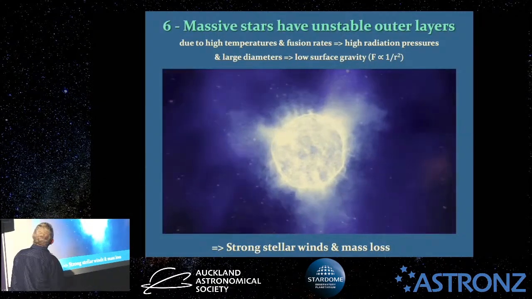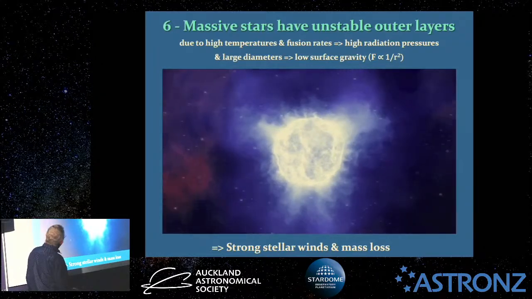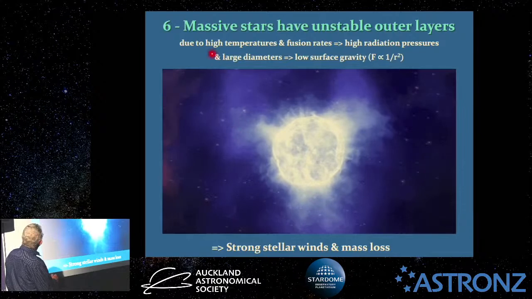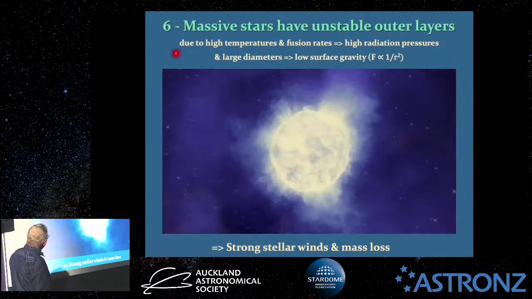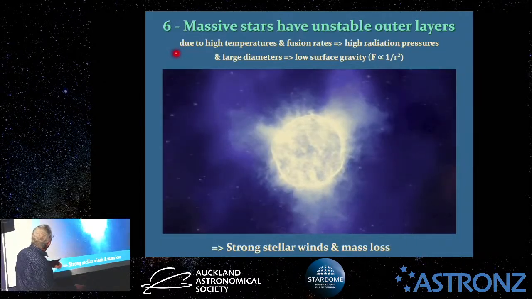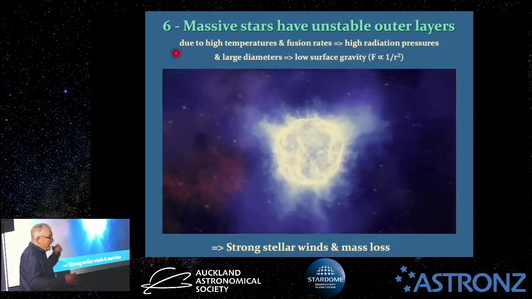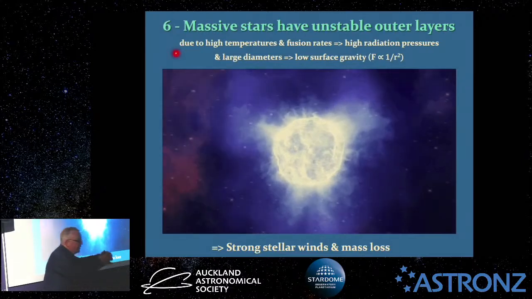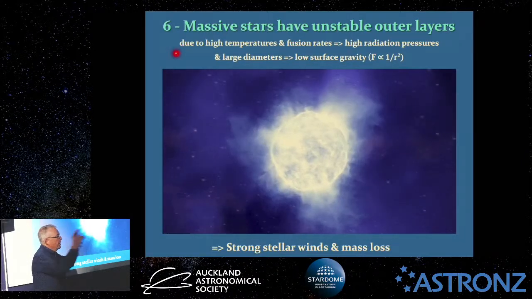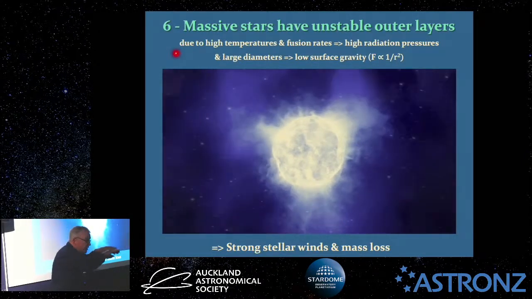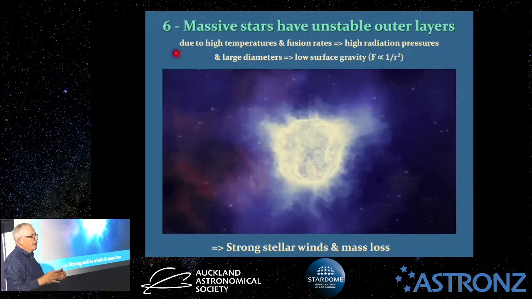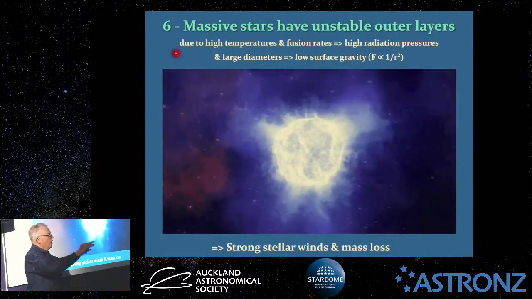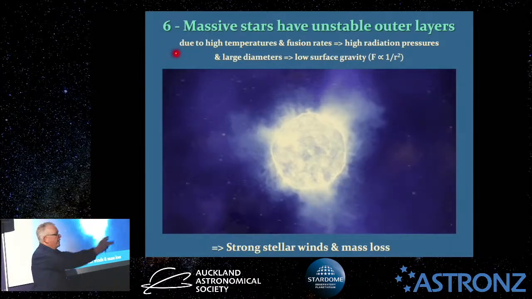Okay, point number 6. Massive stars have very unstable outer layers. And let's just talk about their principles, which we've just talked about. Due to their high temperatures and burning through nuclear fusion, and remember they got very effective at pouring that heat out through convection, and then the outer layers are pushing it out with radiation, just photons heading straight out. They have very high, what they call radiation pressure on their surfaces.